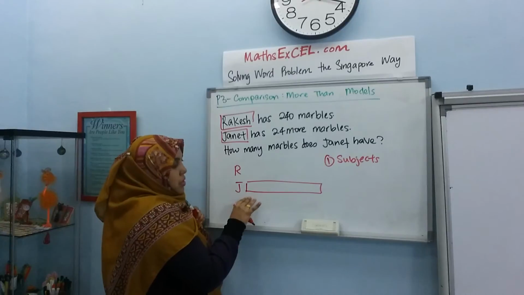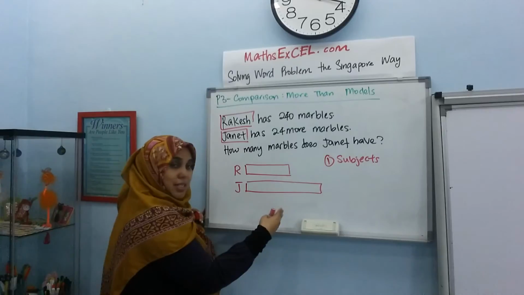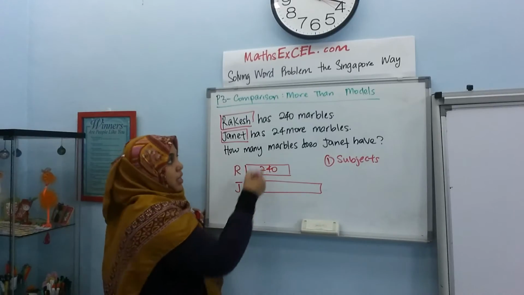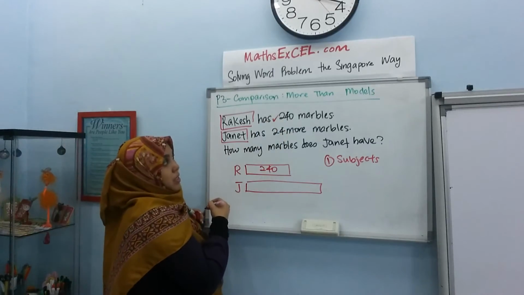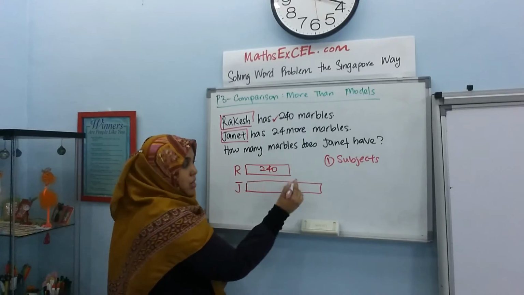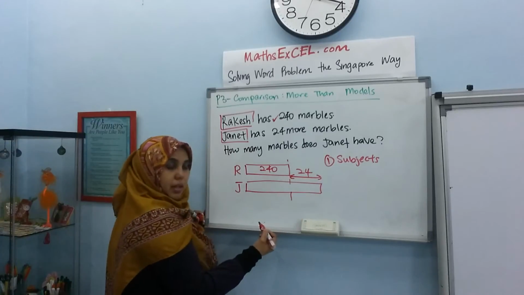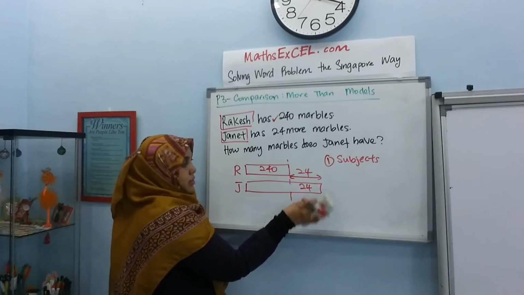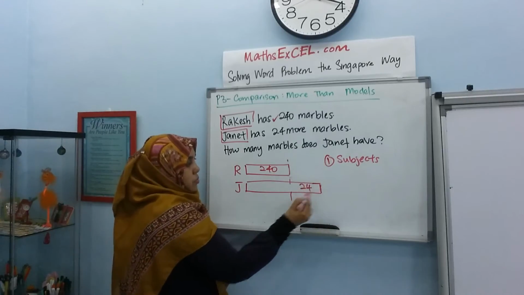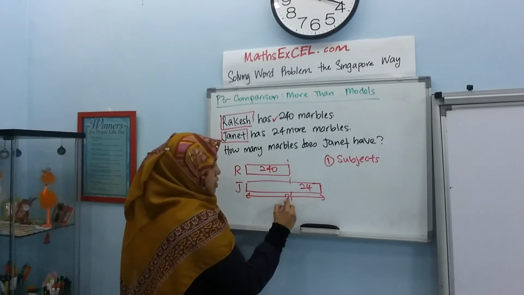Janet has more, so your Rakesh should be slightly less. It doesn't matter where exactly, as long as it is less. For 240, you can ask the kids to put 240 inside. Then they have 24 more. The 24 more is always the extra, so you can ask your kids to draw a line like this. This part is 24. Or you can ask them to put it inside, it doesn't matter, whichever is convenient and helps them understand. Then they ask how many marbles Janet has. The last thing you must have is a question mark.